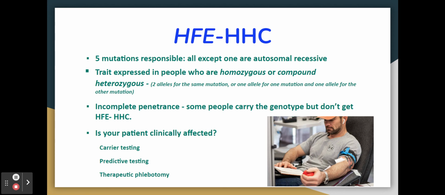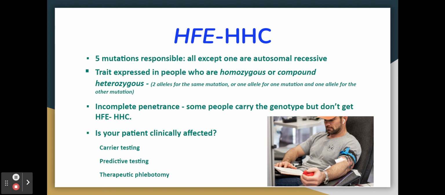So, single gene, there are 5 mutated alleles that are responsible, and all of them except one are autosomal recessive. So you usually need to be homozygous, or what they call compound heterozygous. This is a new term for you. So homozygous means you have 2 alleles that have the same mutation and make the same bad protein. Or compound heterozygous, meaning you have 2 alleles. They both make bad proteins, but they make different ones.